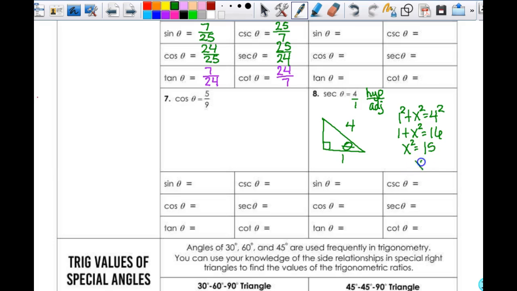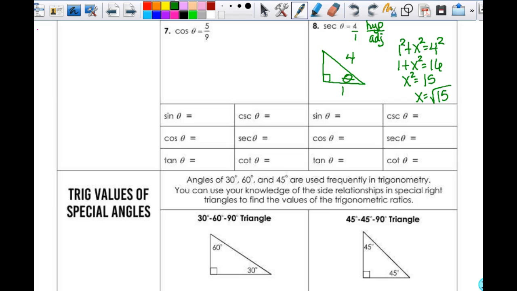All right. So then that means that x equals the square root of 15. Can I simplify that? Nope. So it's just the square root of 15. Since this is theta, this is the opposite, this is hypotenuse, this is adjacent. Sine is opposite over hypotenuse. So that is the square root of 15 over 4. Can I reduce that? Nope, I'm done. Cosine is adjacent over hypotenuse. 1 over 4. Can I reduce that? Nope, so I'm done. Tangent is opposite over adjacent. So that's the square root of 15 over 1, which is just the square root of 15.